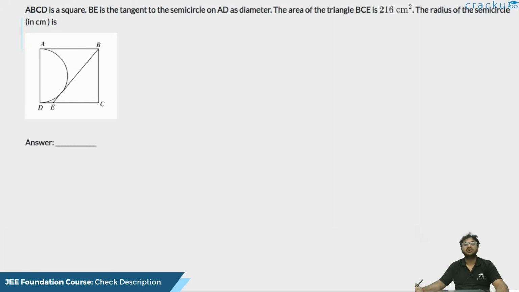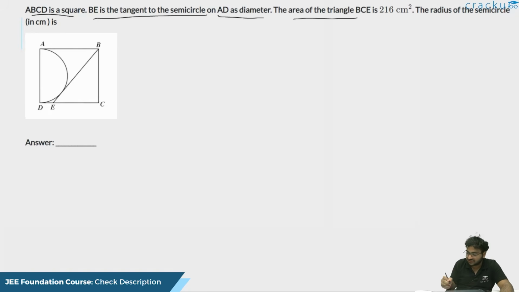Hi everyone. So let us look at this question. The question says that ABCD is a square. BE is the tangent to the semicircle on AD as diameter. So AD is the diameter. The area of the triangle BCE is 216 centimeter square. The radius of the semicircle is. So we need to find the value of the radius of the semicircle.